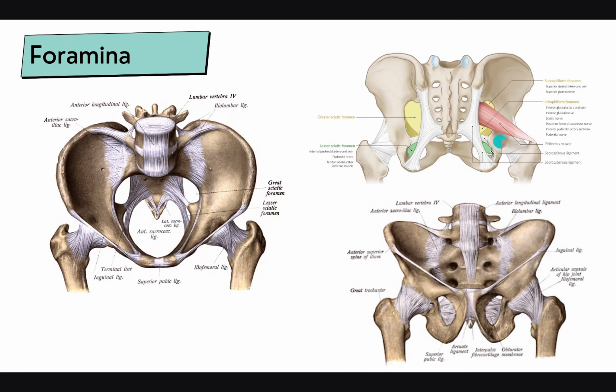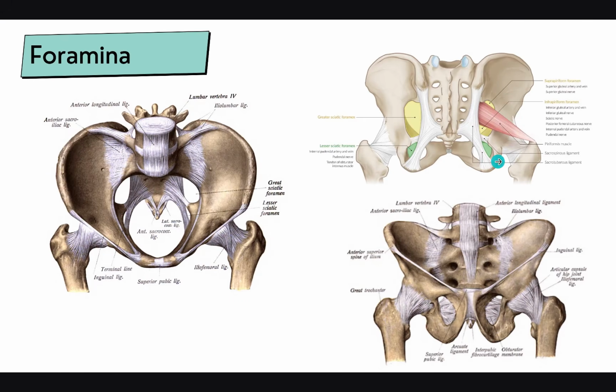Okay, then we have the greater and lesser sciatic foramina. This is the greater and this is the lesser. Through the greater sciatic foramen, we have this big muscle passing, which I mentioned before, which is the piriformis. Also through the greater sciatic foramen, we have the superior gluteal artery, superior gluteal vein and superior gluteal nerve. Okay, everything that's on top is superior. Below the piriformis, we have the inferior gluteal artery, vein, nerve, and we also have the sciatic nerve, and we also have the pudendal nerve. Important for you to know: the pudendal nerve is exiting the pelvic cavity through the greater sciatic foramen.